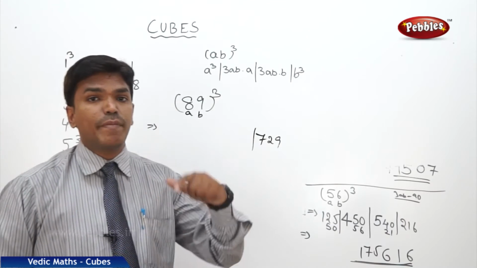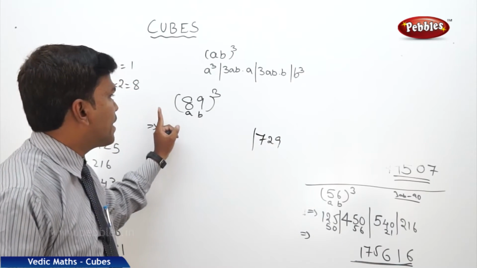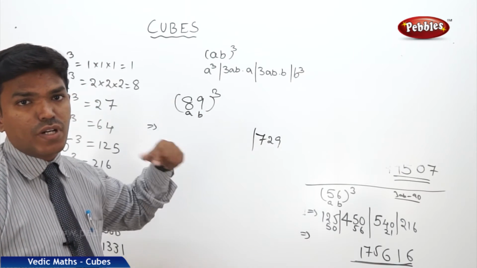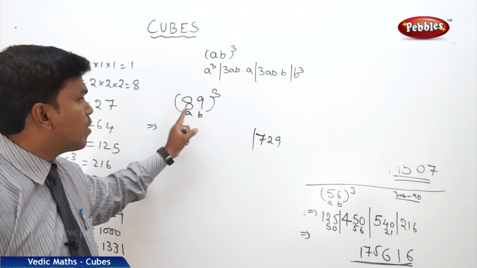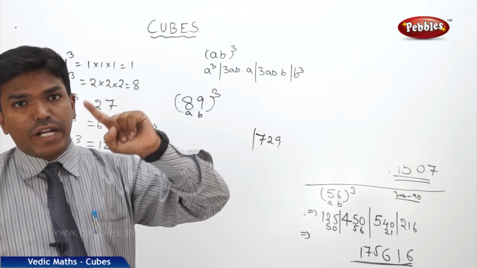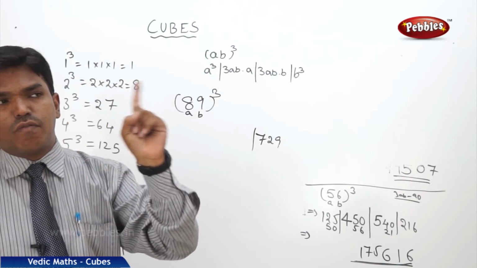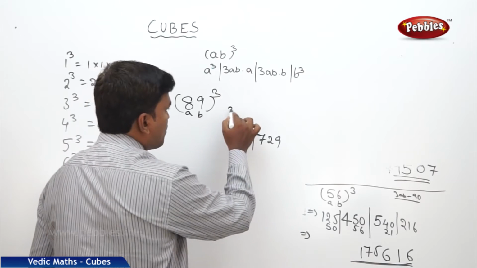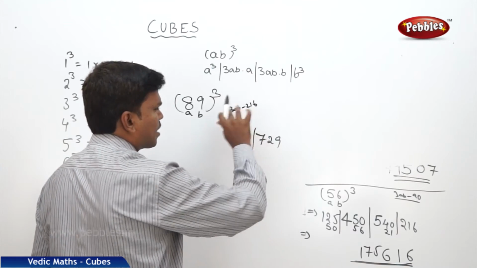So first calculate 3AB and keep it aside. 3AB, 3 into 8 into 9. 3 8s are 24, 24 9s are how much? 9 2s are 18, that is 180. 180 plus 9 4s are 36. 180 plus 36, how much? 216. So the 3AB value is 216. Just keep it aside.